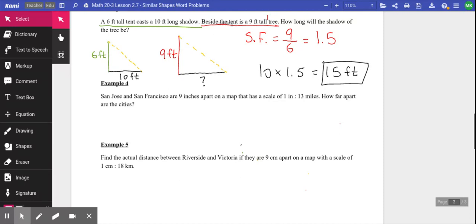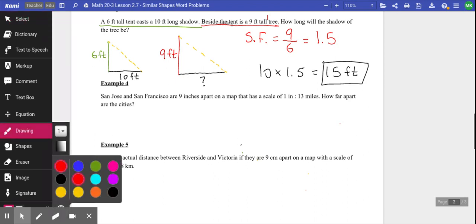It says San Jose and San Francisco are 9 inches apart on a map. Actually, they're not really 9 inches apart. On this map, they're actually super close together. You could drive between the two if there's no traffic in like 20 minutes or something. San Jose and San Francisco are 9 inches apart on a map that has a scale of 1 inch to 3 miles.